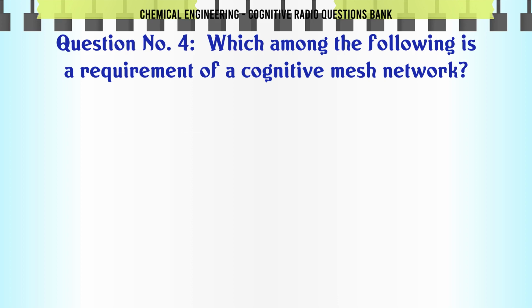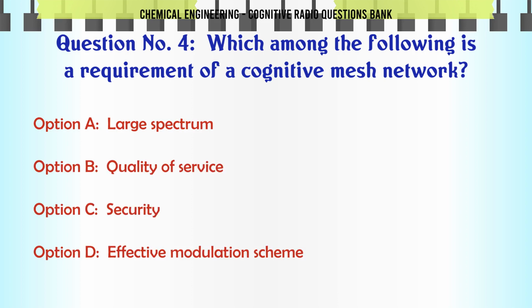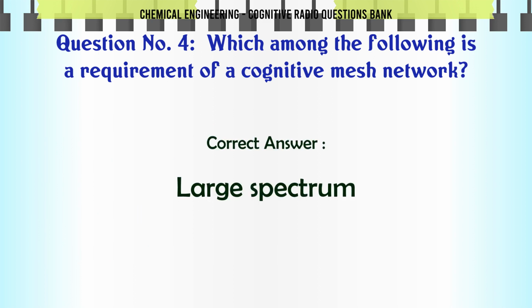Which among the following is a requirement of a cognitive mesh network? A. Large spectrum. B. Quality of service. C. Security. D. Effective modulation scheme. The correct answer is large spectrum.